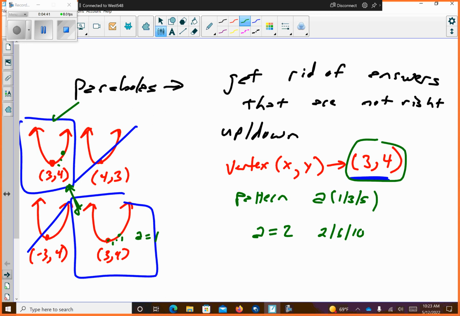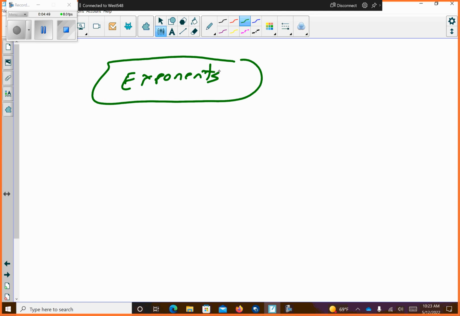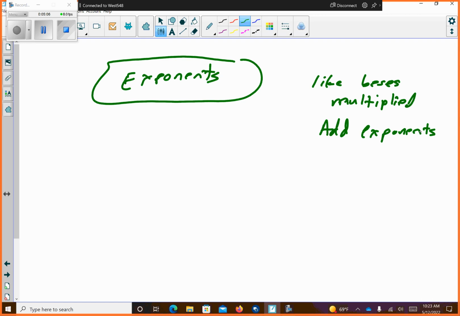We also talked about, when we were talking about the exponents, okay? The exponents, there's things that you should know. Like bases being multiplied, you add exponents. Outside numbers, meaning the numbers that don't have an exponent, get multiplied. And that would be like one of these scenarios.